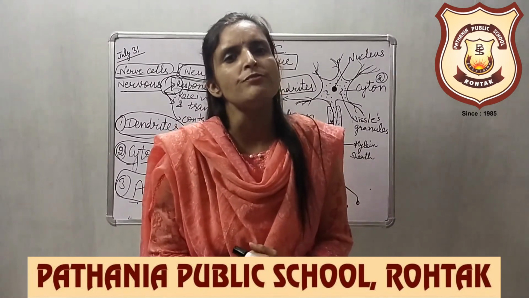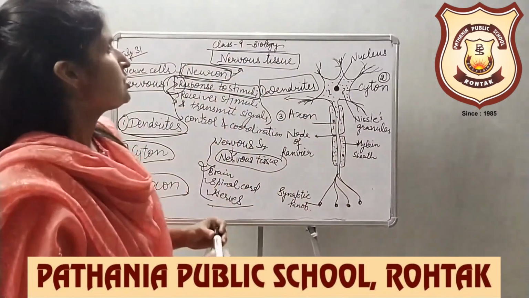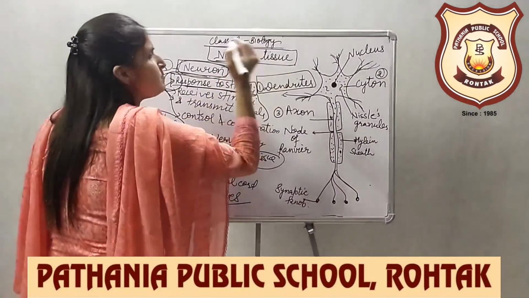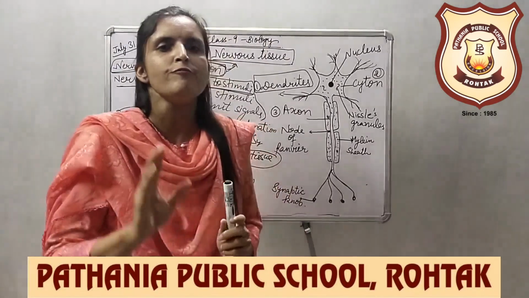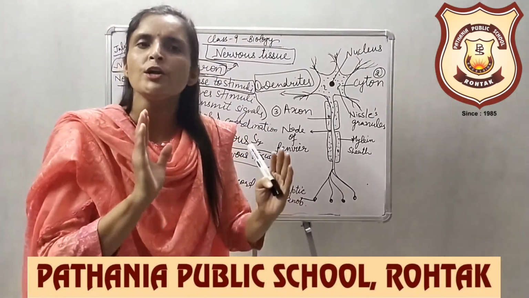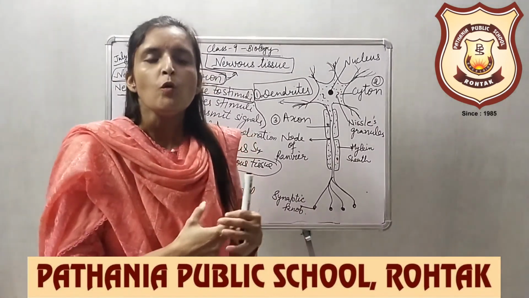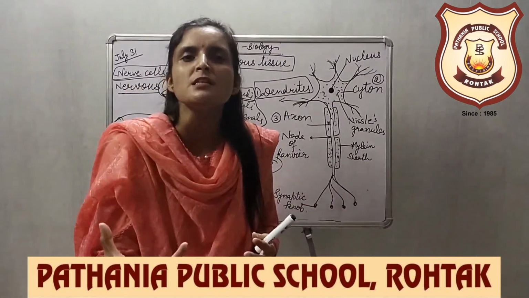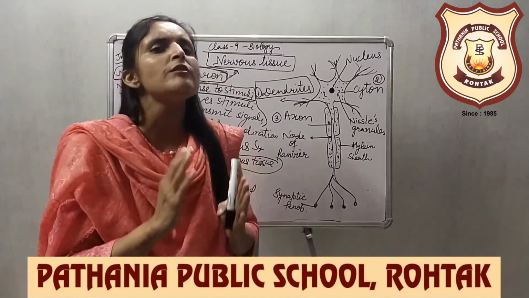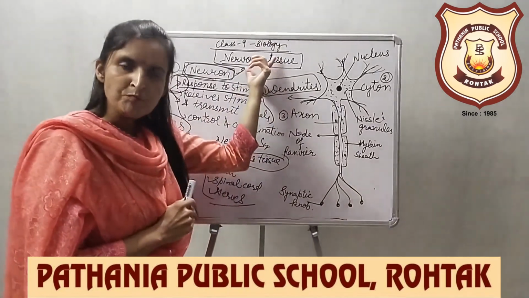Let us now begin with another type of animal tissue, that is the nervous tissue. The nervous system of our body consists of the brain, spinal cord and nerves. But what is this brain made up of? What is this spinal cord made up of? What are these nerves made up of? All of them are made of nervous tissue.